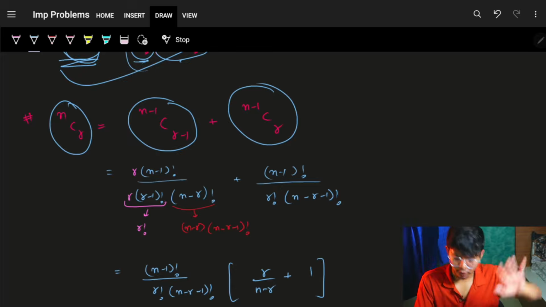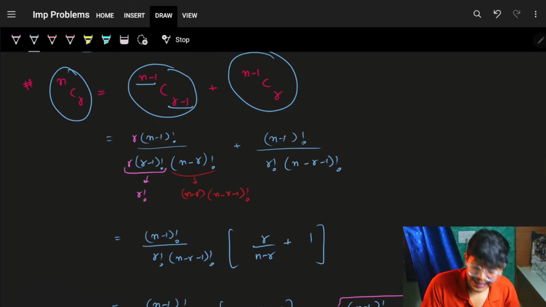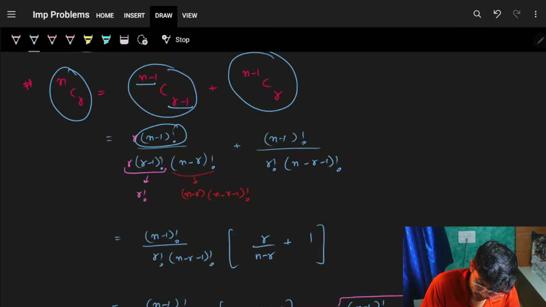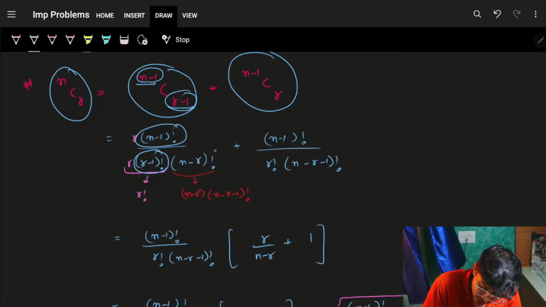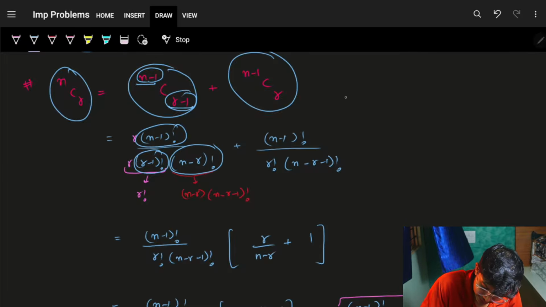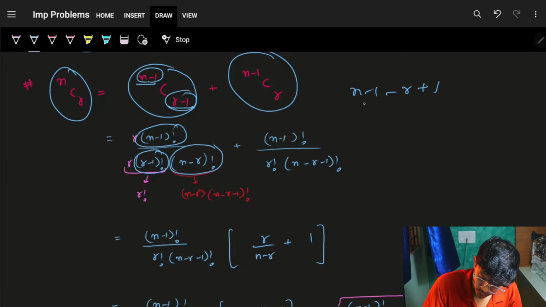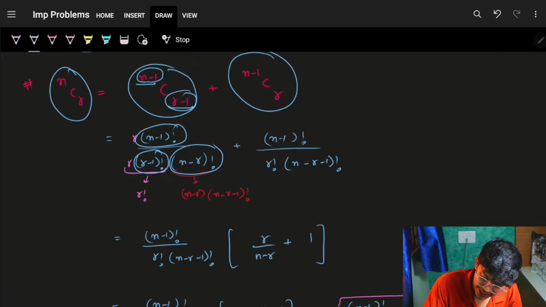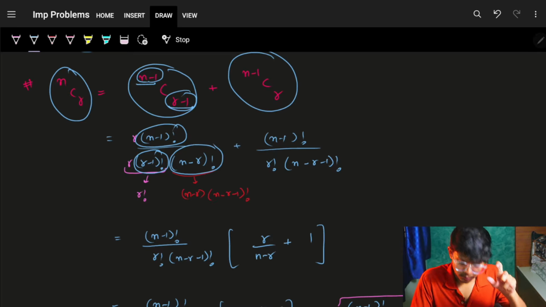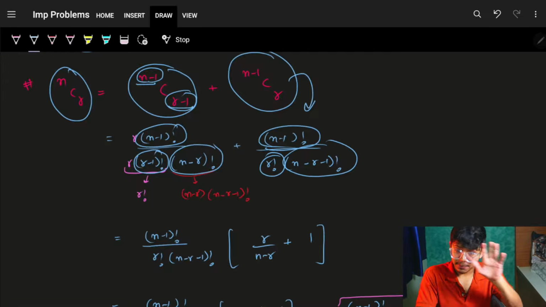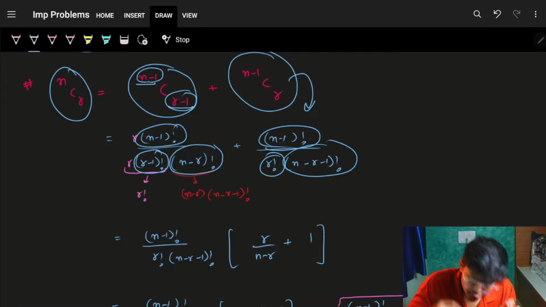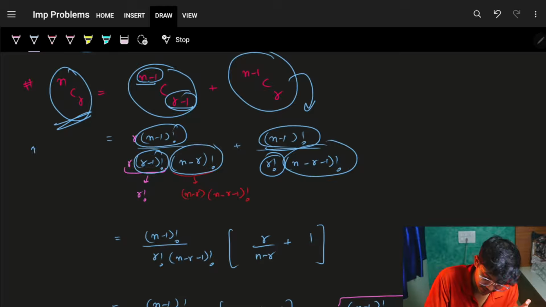And I have shown the proof also. N minus 1 C r minus 1 can be written as n minus 1 factorial upon r minus 1 factorial upon n minus 1 minus r plus 1, which means the 1 will cancel and it will become n minus r. Cool. Now I have this written as n minus 1 factorial upon r factorial upon n minus r minus 1 factorial. I want to make something like this, which is nothing but n factorial upon r factorial upon n minus r factorial.